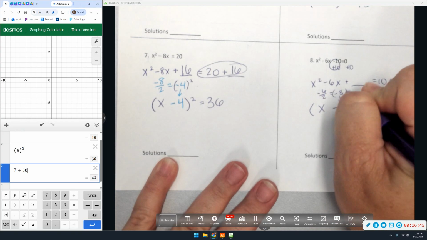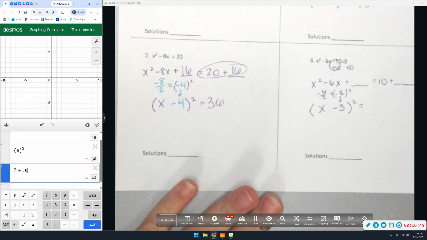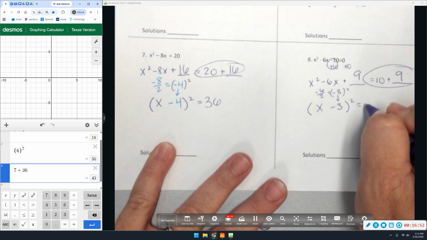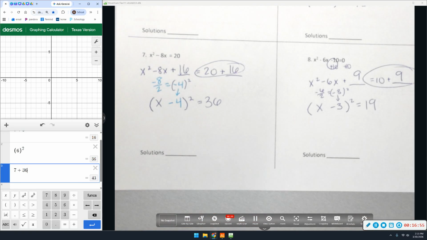And then we square it. What's -3 squared? +9. So we're going to put 9 and 9, and then we add it. What's 10 plus 9? 19. So there's our completing the square.